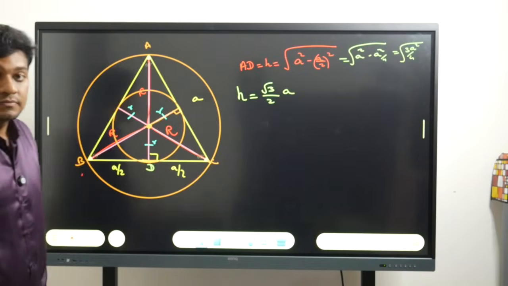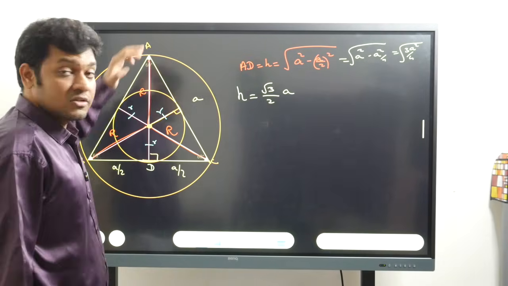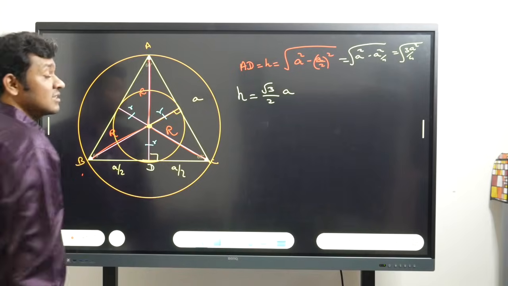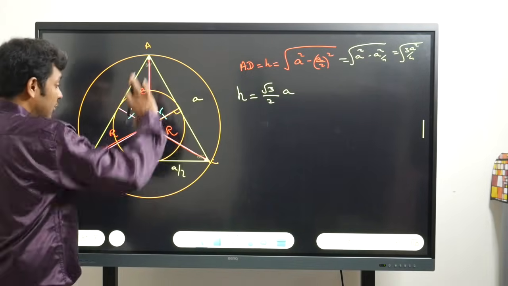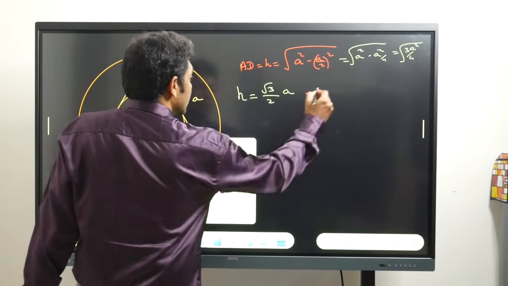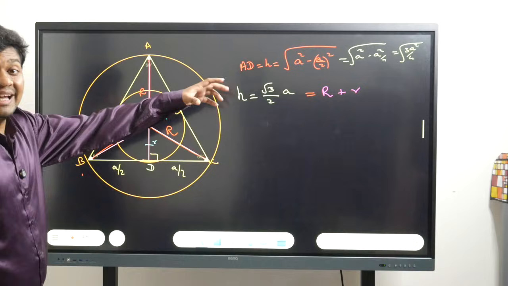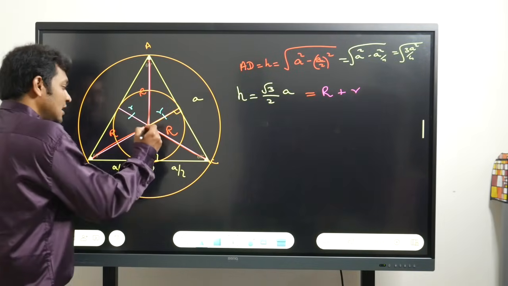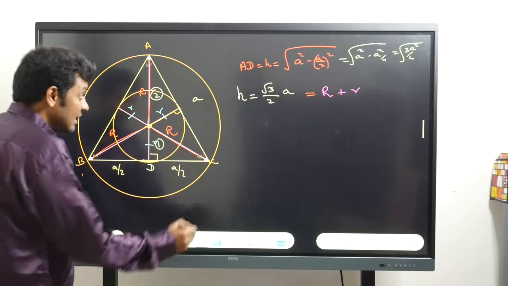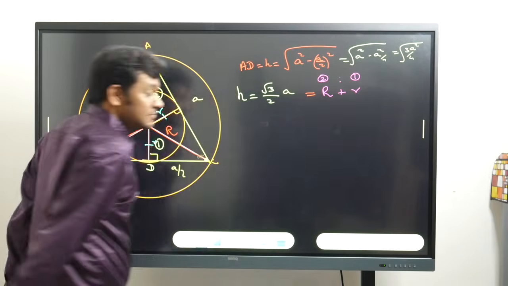Am I right? Because square root of 3 by 4 a square: 4 comes outside as 1 by 2, a square comes outside as a, so root 3 a by 2. Right? So height of the equilateral triangle is nothing but root 3 a by 2. My height is nothing but capital R plus small r, the sum of the circumradius and inradius. We know the centroid divides the median in the ratio 2:1.